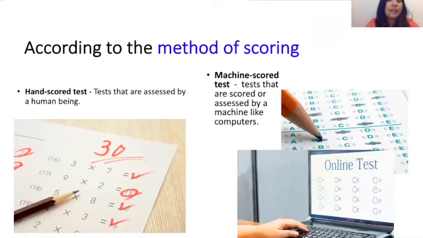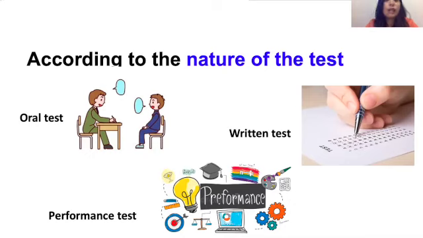A test can also be classified according to the method of scoring. If it is assessed or scored by human beings, it is called a hand-scored test. But if the tests are scored or assessed by machines like computers, it is called machine-scored tests. And lastly, we can also classify tests according to their nature. Either it's an oral test, or a written test, or a performance test.